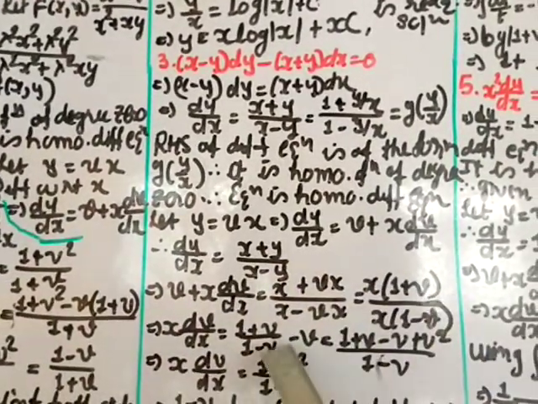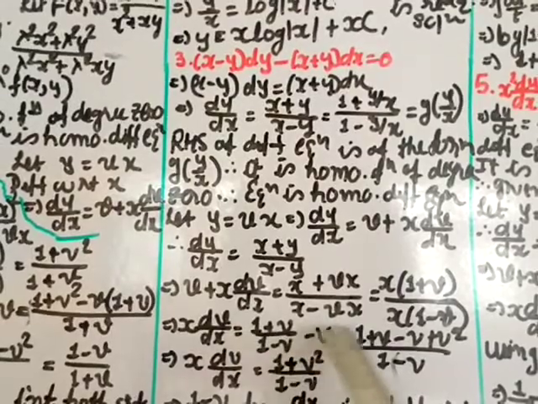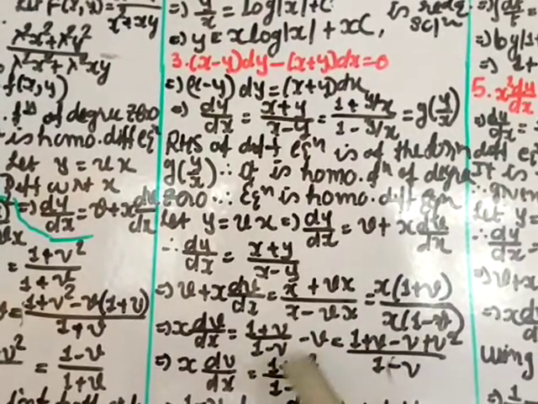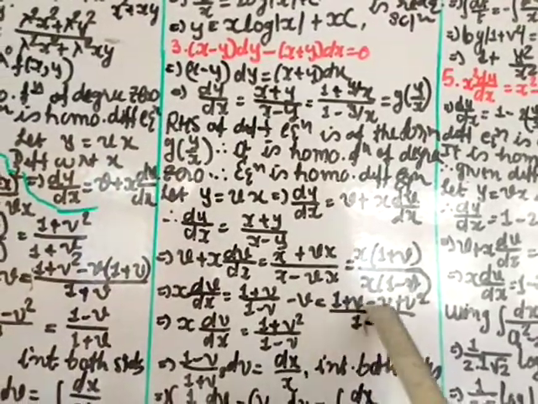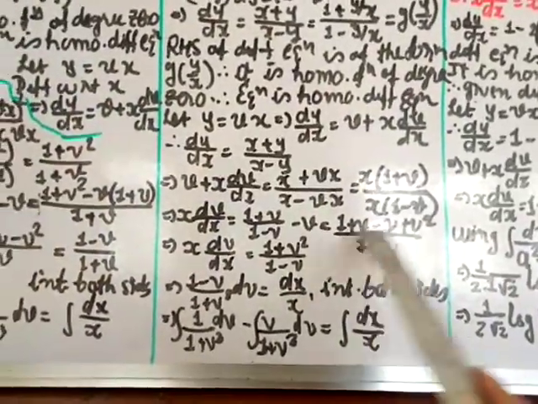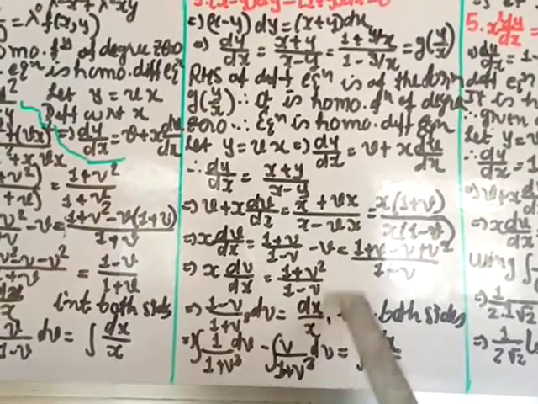This v transfer here, you get minus v. Take LCM, so here 1 plus v, and 1 into v is v, minus v into v is v square, divided by 1 minus v. Plus v minus v cut, so you get 1 plus v square divided by 1 minus v. Okay, now separate the variables.